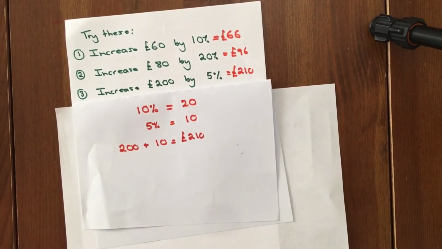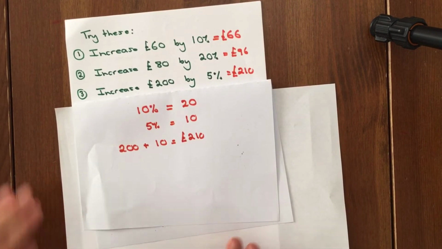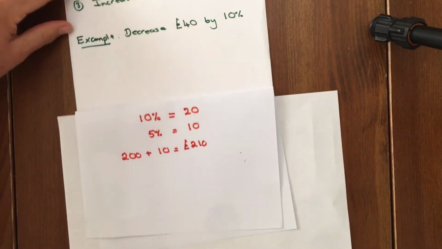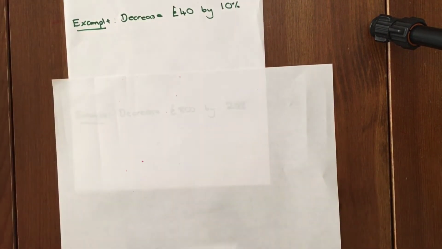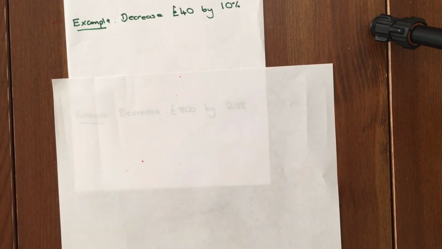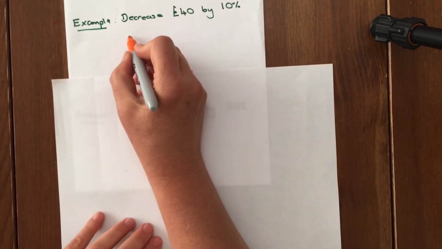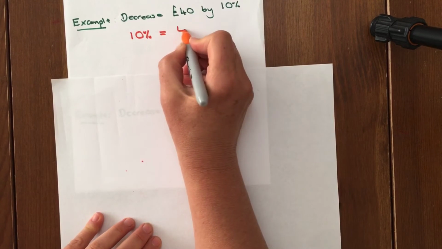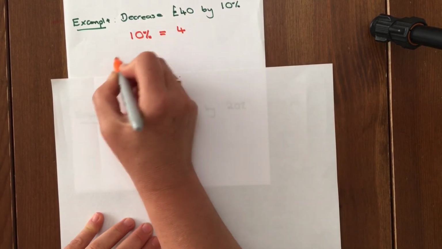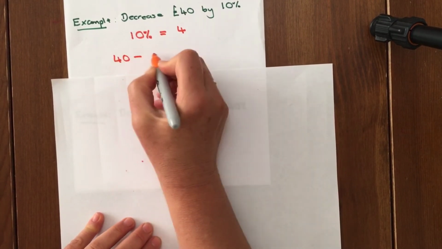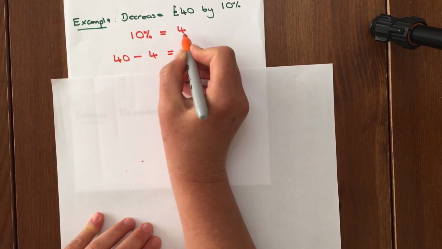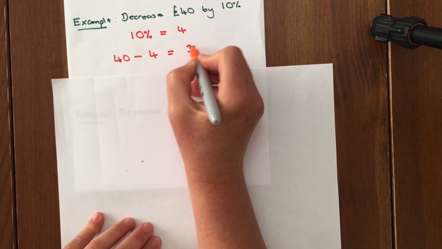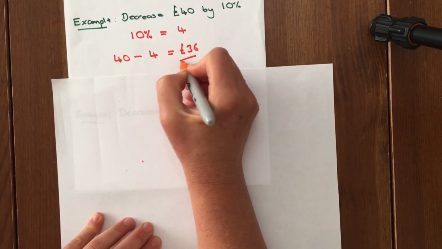Okay, so you've had a go at percentage increases. Right, what about an example on percentage decrease? Well, decrease is the opposite of increase. So decrease, we're going to take it away. So I find 10%, which will be 40 divided by 10, which is 4. And now I'm going to decrease, I'm going to take away my 4 from my original, and I get £36.